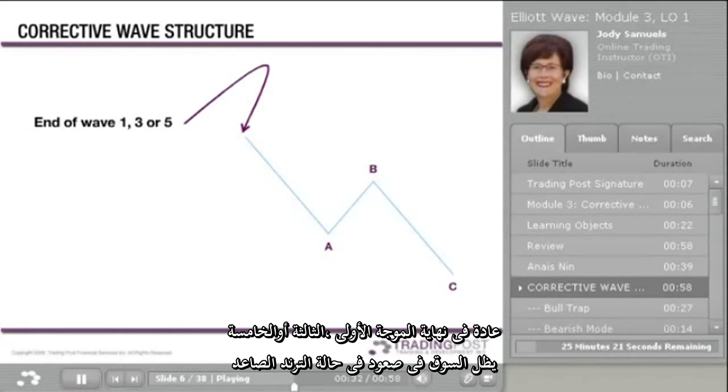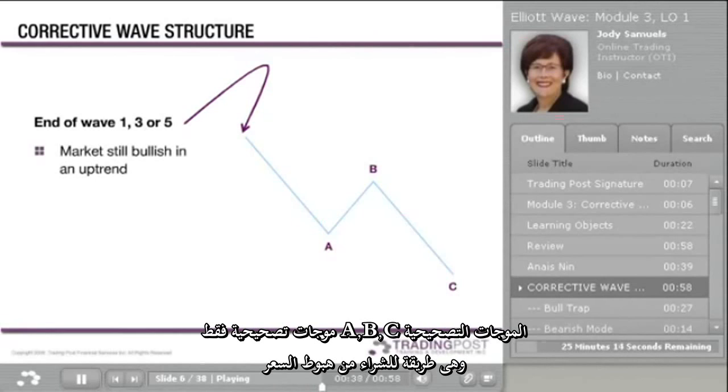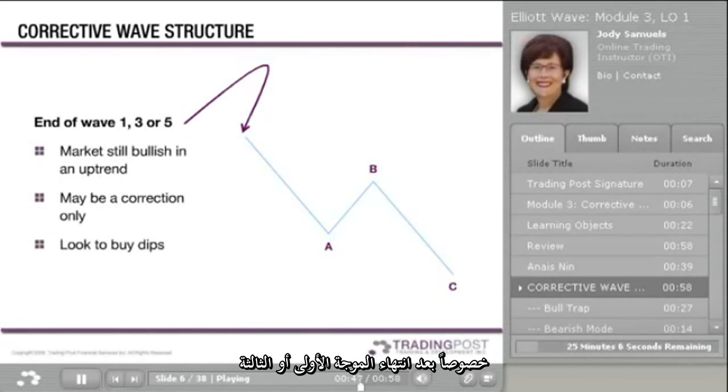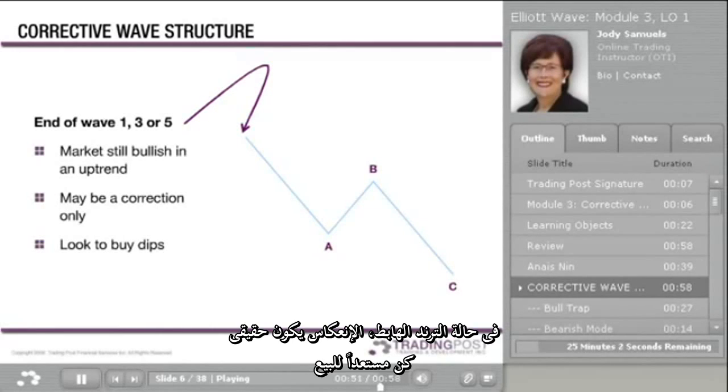Usually, at the end of a wave 1, 3, or 5, the market is still bullish in the case of an uptrend. The corrective sequence as an ABC is a correction only and is a way to position oneself to buy dips, especially after the completion of a wave 1 or 3. In the case of a downtrend, the reverse is true. One would get ready to sell the rally.